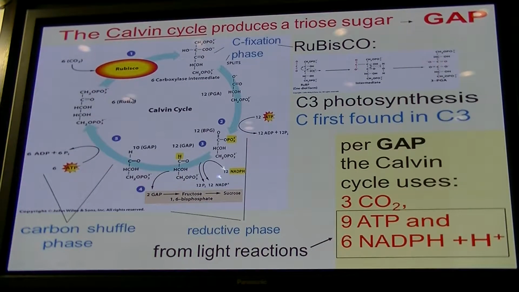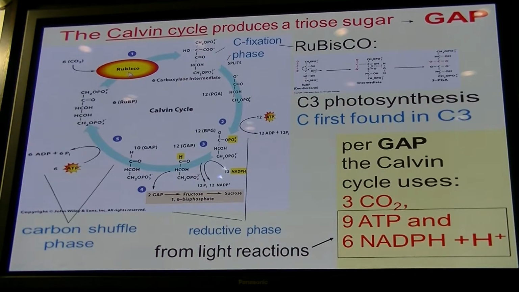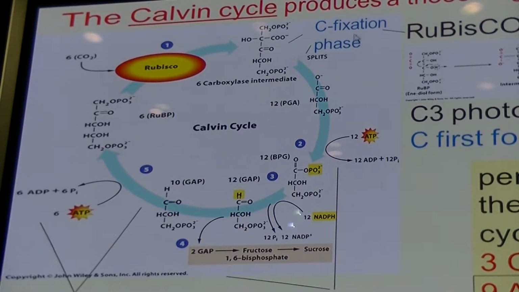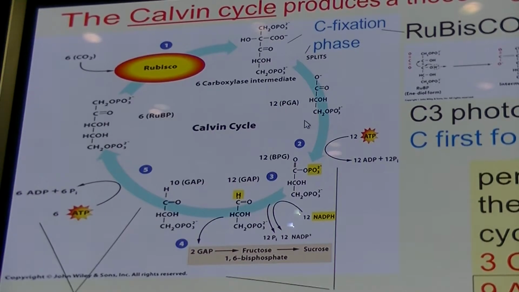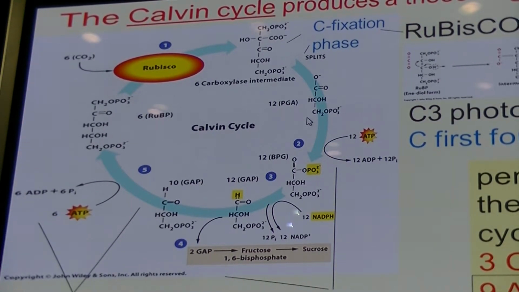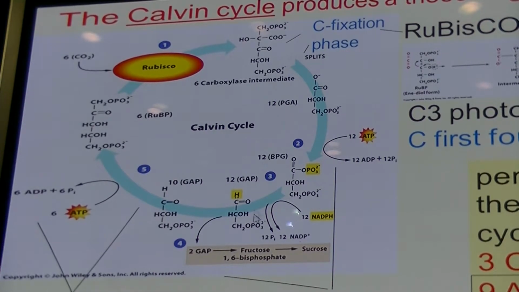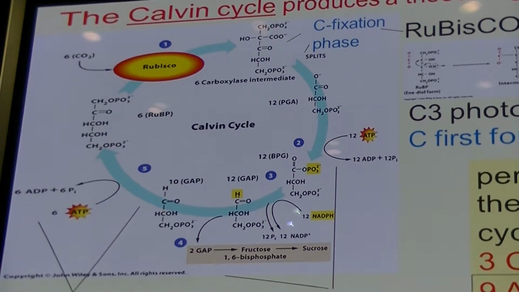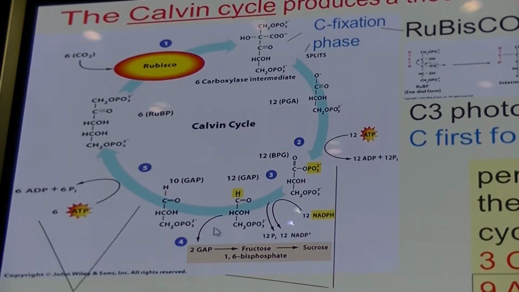So overall, what you should take from the Calvin cycle is that it is dependent heavily on this rubisco enzyme. There's a carbon fixation phase. Then there's a phase where there's input of energy in the form of a lot of ATP and NADPH. That's where the reduction takes place. GAP, glyceraldehyde phosphate, is the end product. And then there's a carbon shuffle phase finally.